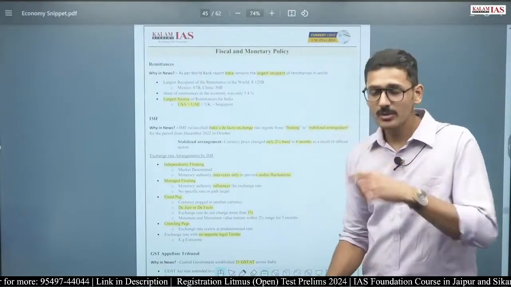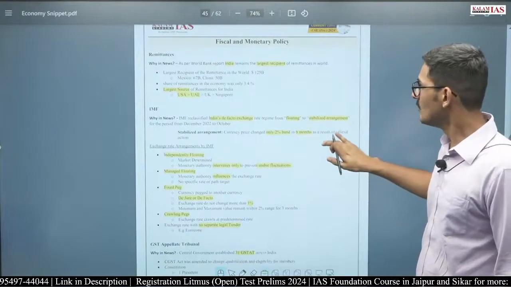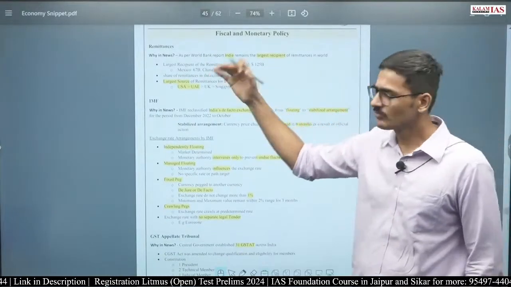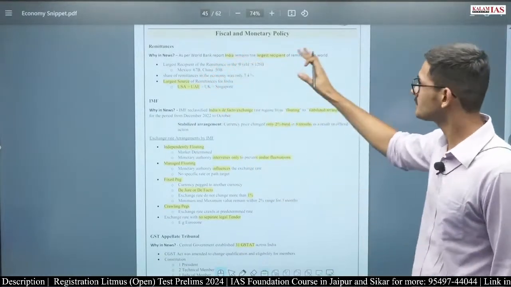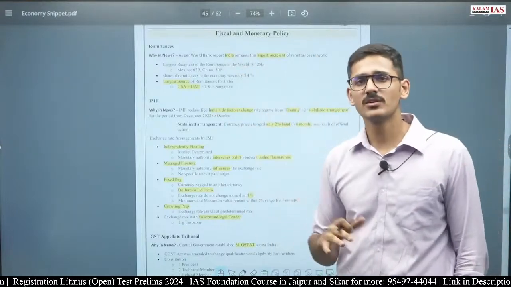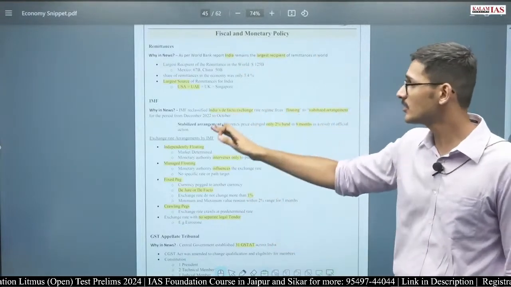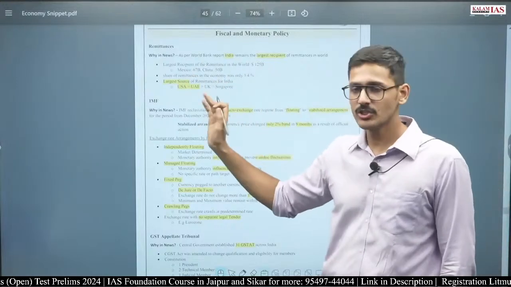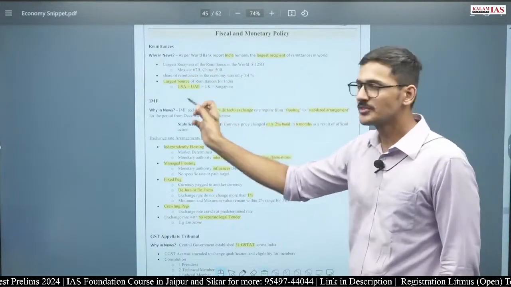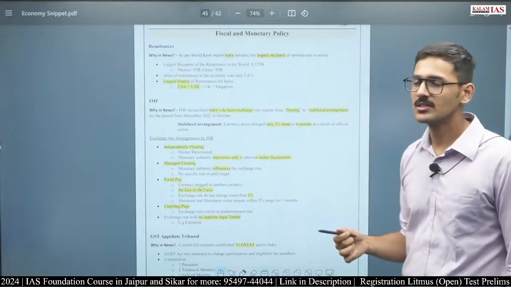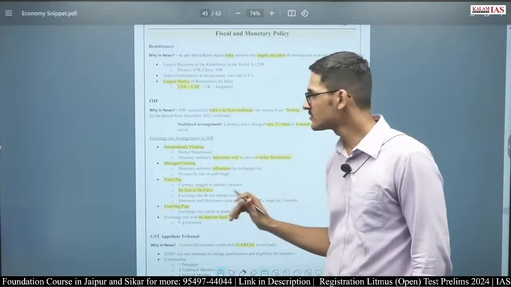Now, fiscal and monetary policy. When you talk about remittances, as per the World Bank, India remains the largest recipient of remittances in the world, $125 billion. After India, there is Mexico and China. And the largest source for India is the USA, United States of America, followed by UAE, UK, and Singapore.